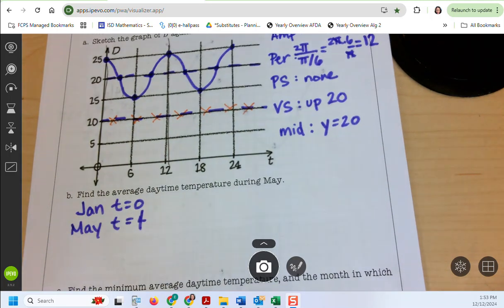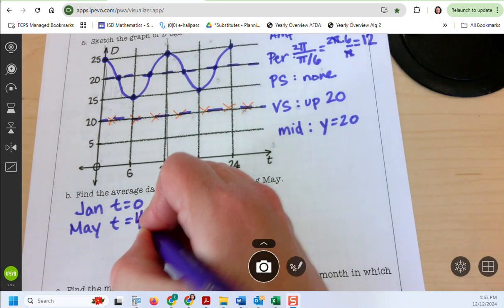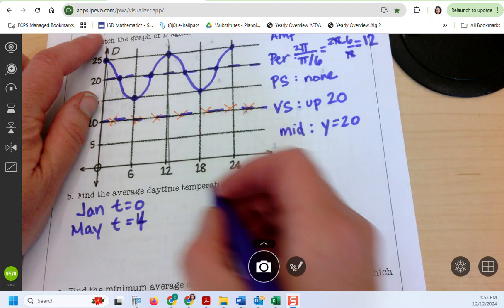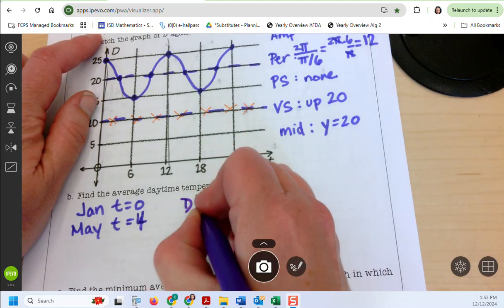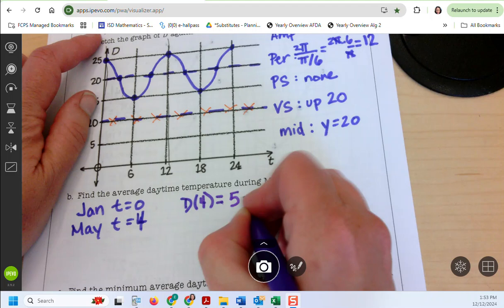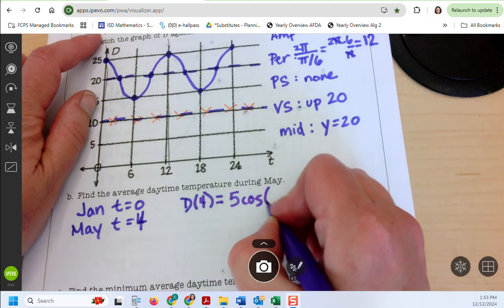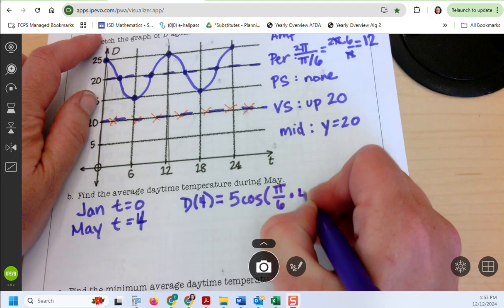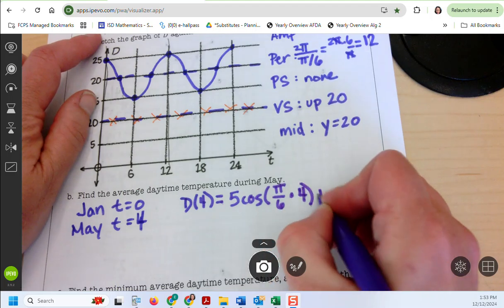But it's not too hard because we have a formula and we have a calculator, and so we're just going to evaluate it. So here's my D of 4 equals 5 cosine pi over 6 times 4 plus 20.